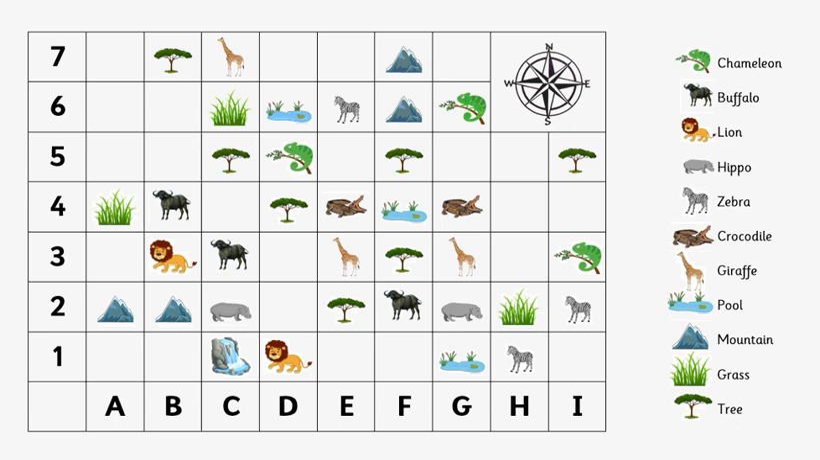Remember to follow the direction of your pointer. Start in box E7 facing north. Make a half turn clockwise and go forwards 4 spaces. What animal have you landed on?